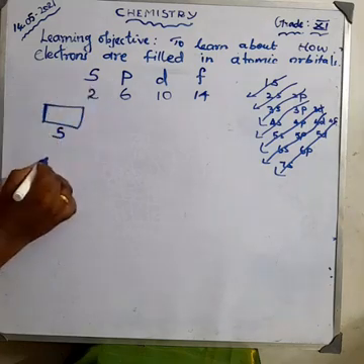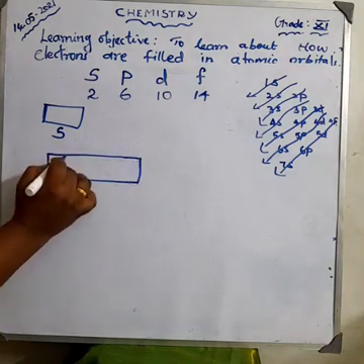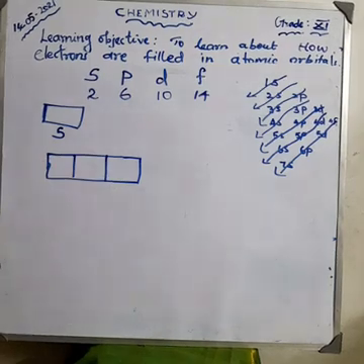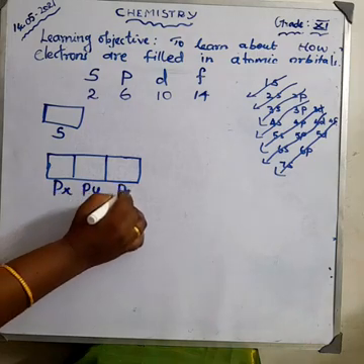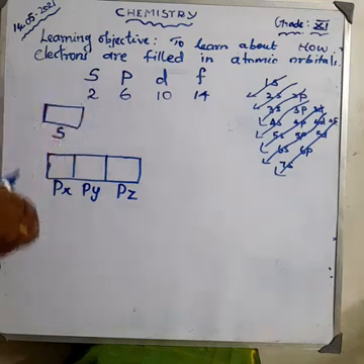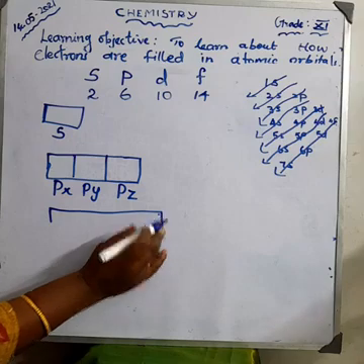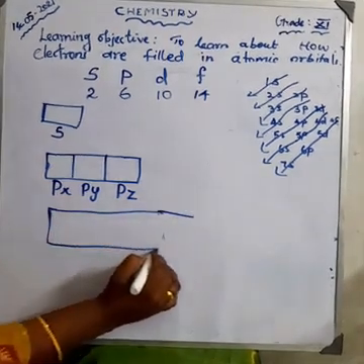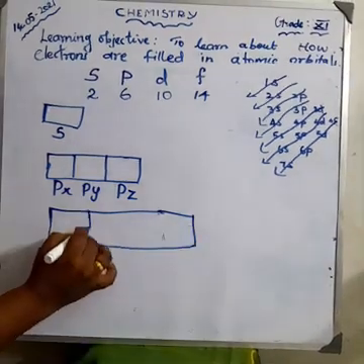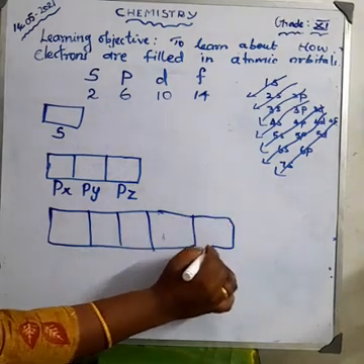And the P orbital. There are 3 orbitals in the P orbital, namely Px, Py and Pz. And then the D orbital. There are 5 D orbitals: 1, 2, 3, 4 and 5.